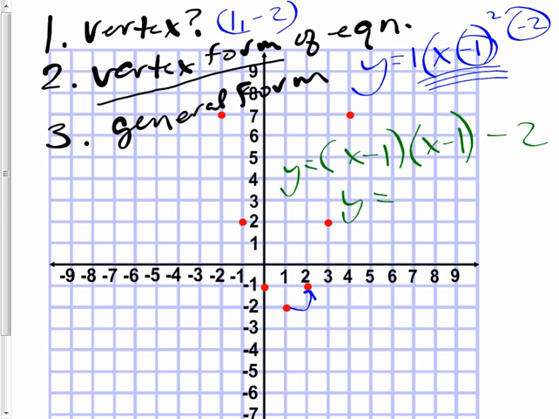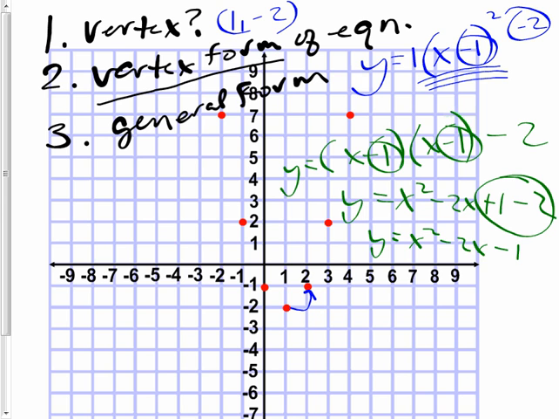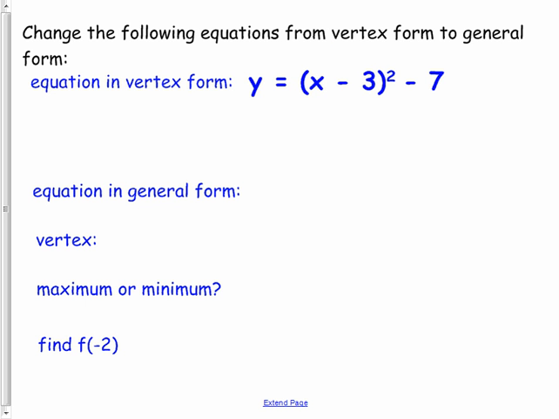Remember the y equals. X squared minus 2x plus 1 minus 2, because these two make positive 1 when they get multiplied. And then when these two go together, the final answer becomes y equals x squared minus 2x minus 1. All right, good. That's the basics of what you really needed to know.